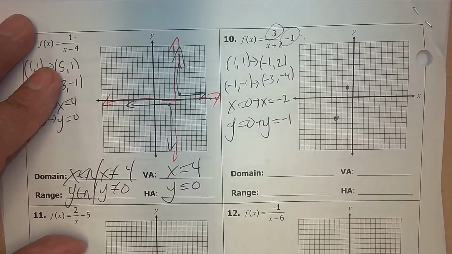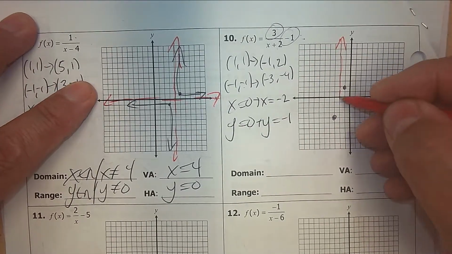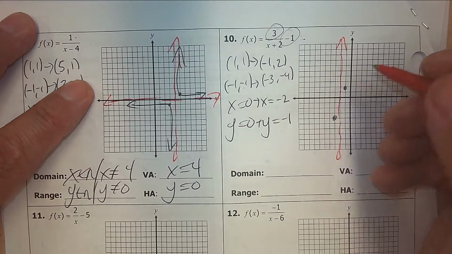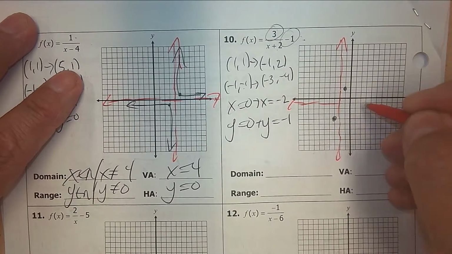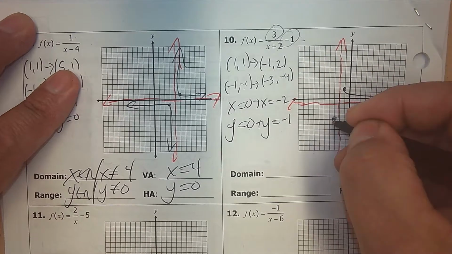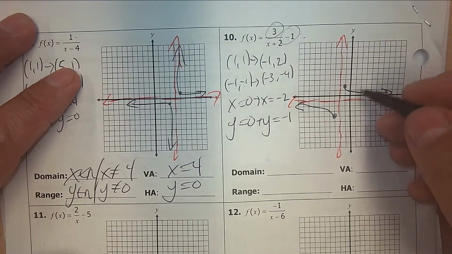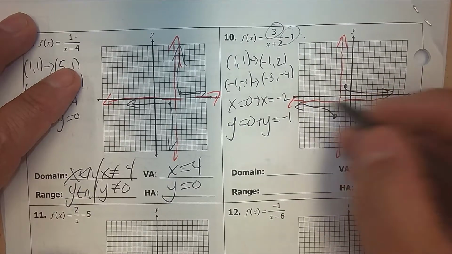I'm going to put down the asymptotes. So we have an asymptote at negative 2 and another one at negative 1. And remember the end behavior. Both ends go to negative 1, just on opposite sides. One comes from above and the other from below, but they end up in the same spot.